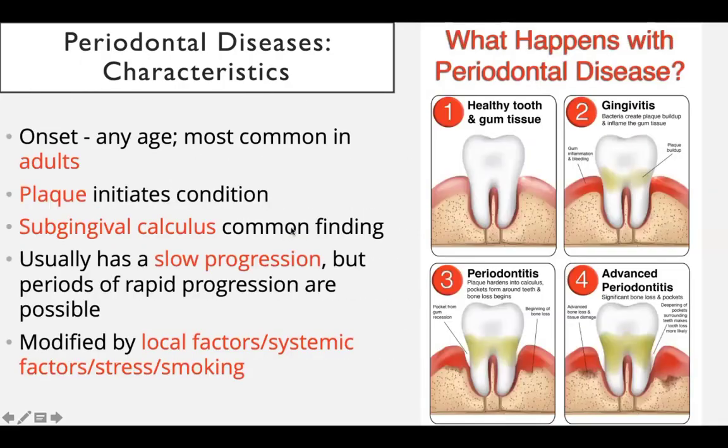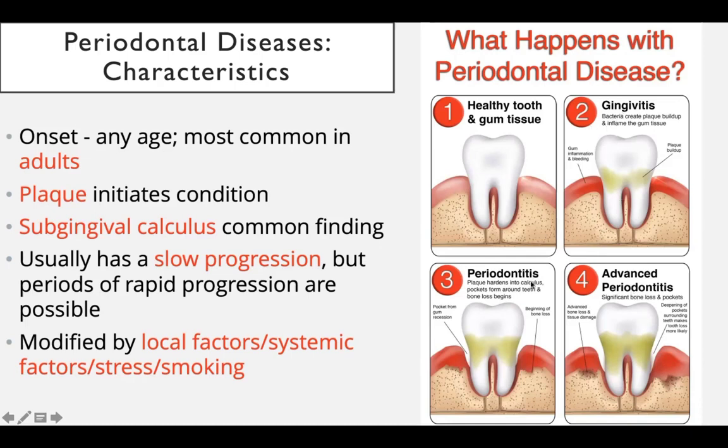And then how it happens, when it happens, it can happen at any age, but most common in adults, one of the most common diseases of adults. How it initiates: plaque is formed. Then plaque, when not removed, will cause gingivitis, and still plaque buildup will become hardened, known as calculus. And usually it is slow progressing from healthy to gingivitis to periodontitis to advanced periodontitis.